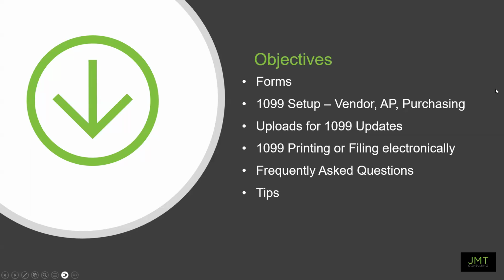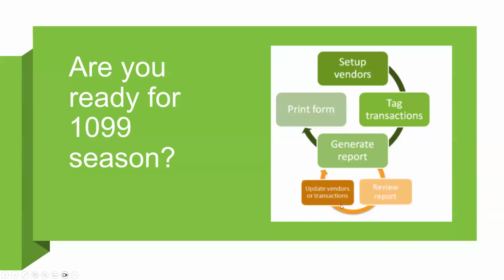So without further ado, let's dive into processing 1099s. So first of all, are you ready for 1099? This is the basic workflow. You've got to make sure that your vendors are set up. You have to make sure that your 1099 accounts payable bills are flagged accordingly. Then you need to make sure that you know how to generate the report so you can verify the data. If there is any data missing, then you can update vendors or transactions, and then you can print forms.